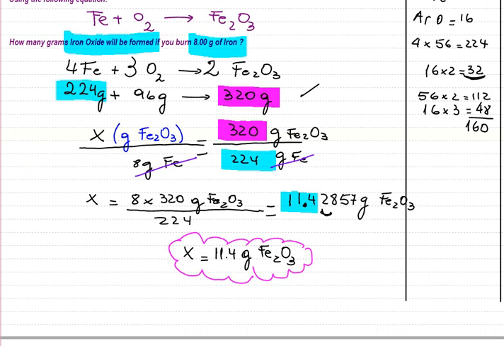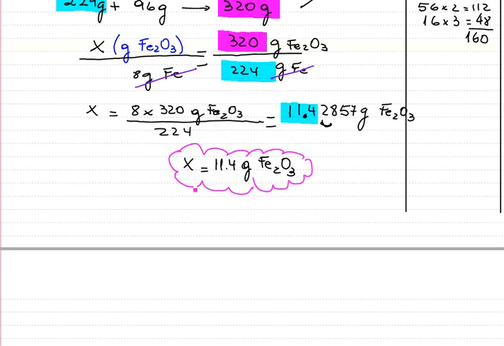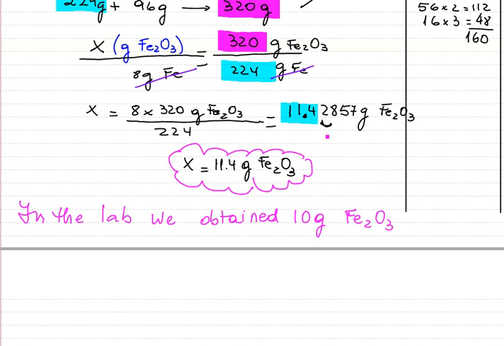Now, one thing that we didn't talk about is what happens when we really burn the 8 grams of iron, and we don't get this number. Let's pretend that instead of 11.4 grams, we only obtain 10 grams. So in the lab, we obtain 10 grams of iron oxide. So what happened? What happened with the 1.4 grams that were not obtained?